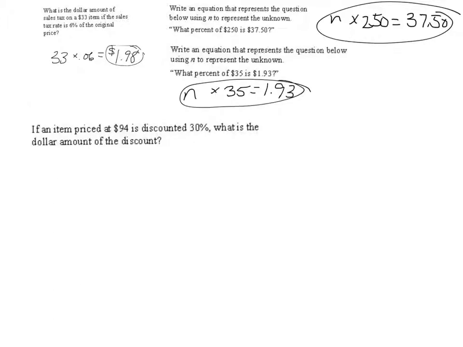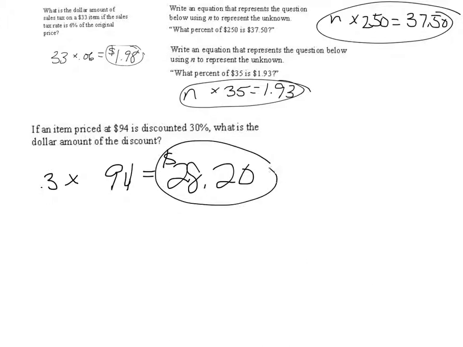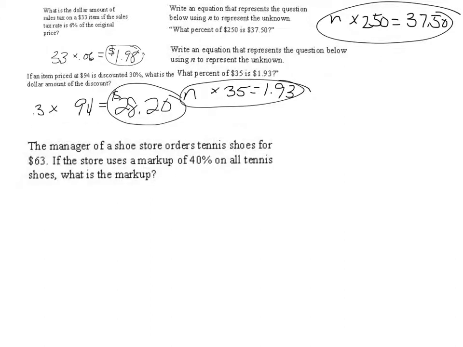If an item is priced at $94, is discounted 30%, what's the amount of the discount? So we want to know what is 30% of 94. So 0.3 times 94 is 28.20. So this time they just ask what's the amount of the discount, not how much they're paying, so we don't need to subtract it. We're done.